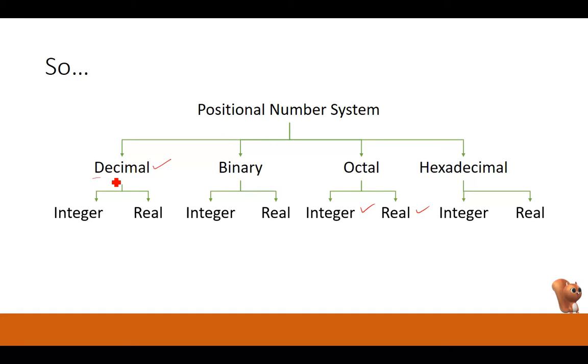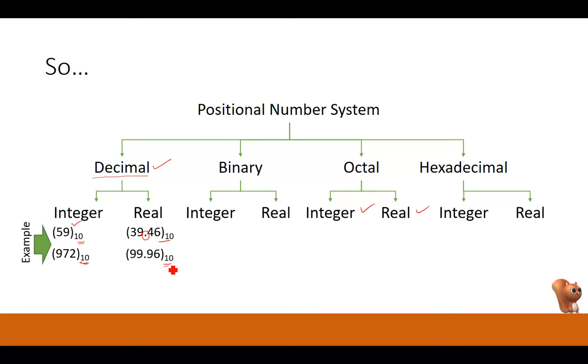So we know that a decimal number is constructed with the help of 0 to 9. Let us take some examples. For an integer number, 59 base 10 is an integer decimal number. Similarly, 972 is an integer decimal number, and 39.46 is a real decimal number because there is a decimal point in it. 99.96 base 10 is a real decimal number.